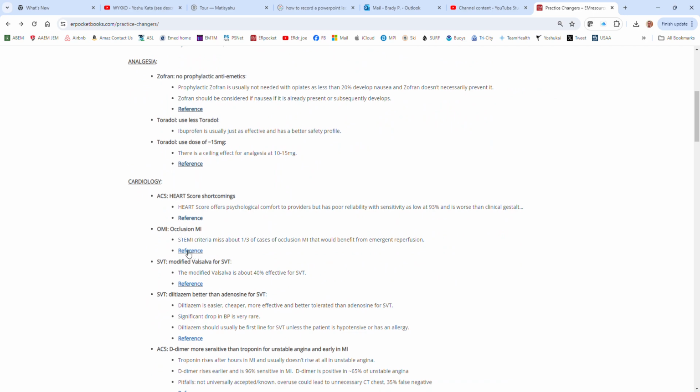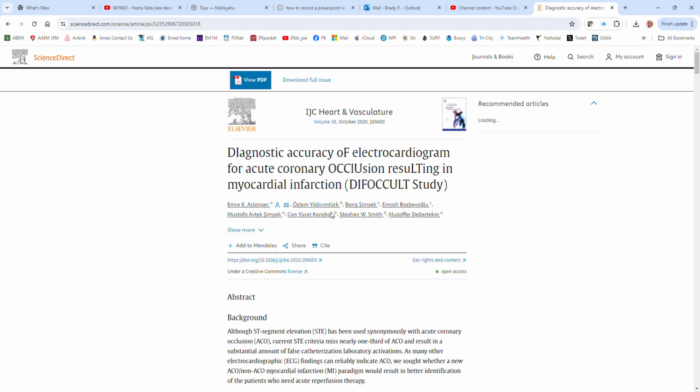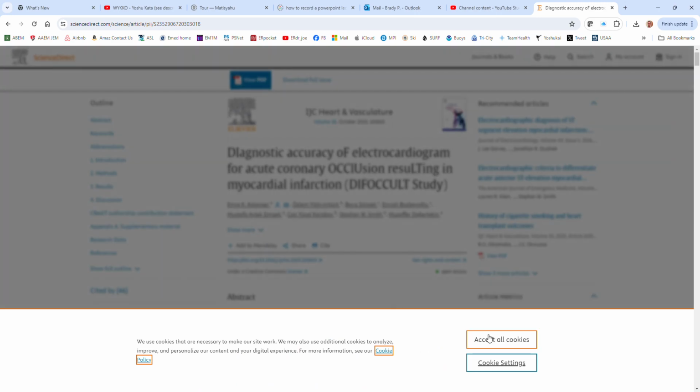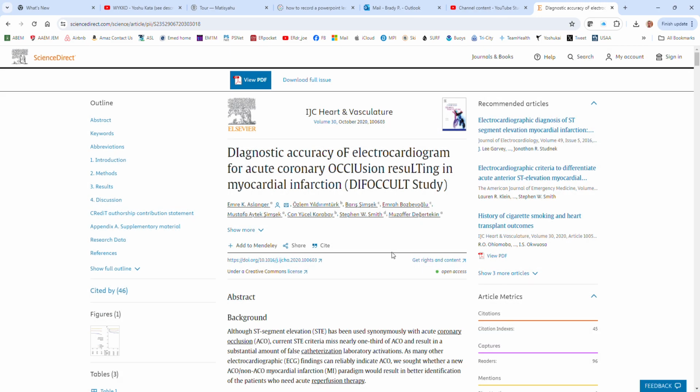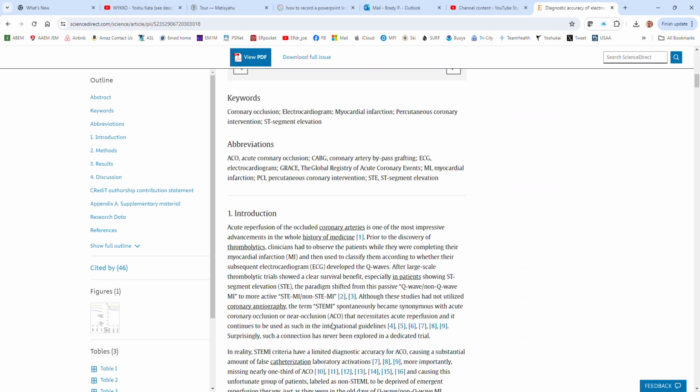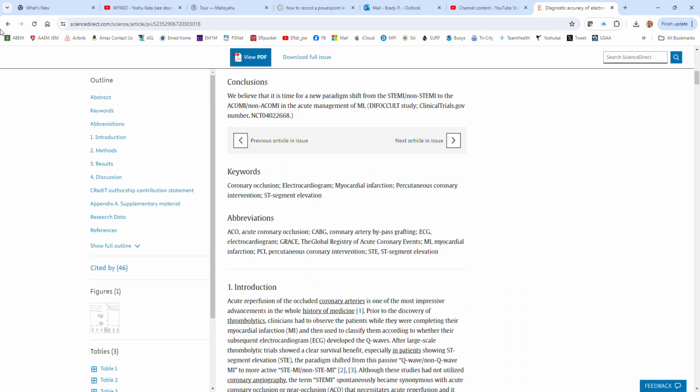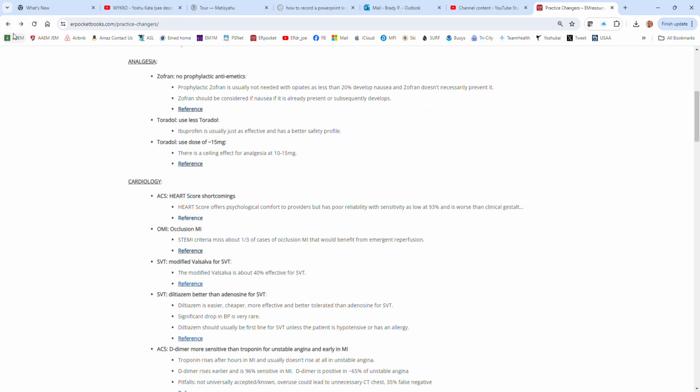Occlusion MI. This is a new term that's evolving, championed by Stephen Smith. Really, the STEMI criteria miss about a third of acute coronary occlusions that would benefit from reperfusion. So you need to be able to pick up other findings that are diagnostic of acute coronary occlusion that don't meet STEMI criteria.